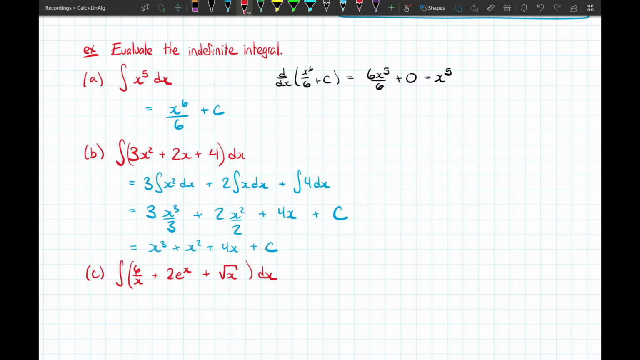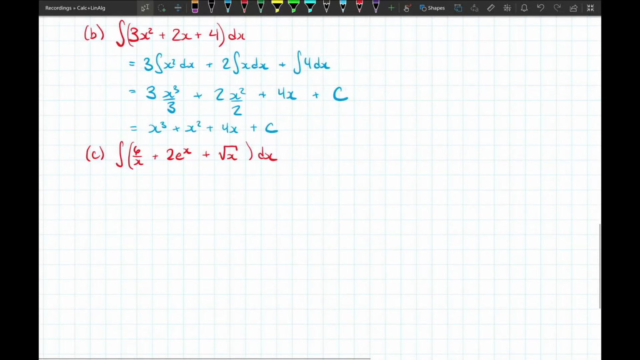So an antiderivative of 6 over x plus 2e to the x plus the square root of x. Well, again, we could split this up into 3 separate different functions and integrate each single one. 6 over x is a multiple of 6 times the function 1 over x. 2e to the x is a multiple of 2 times the natural exponential function e to the x. And root x can be written out as a power.